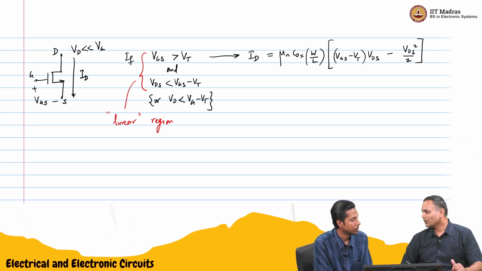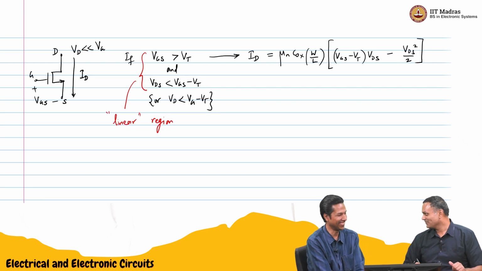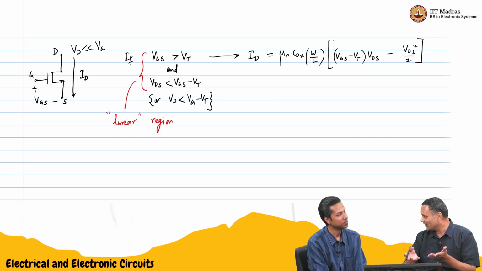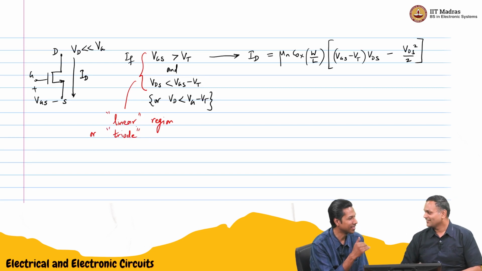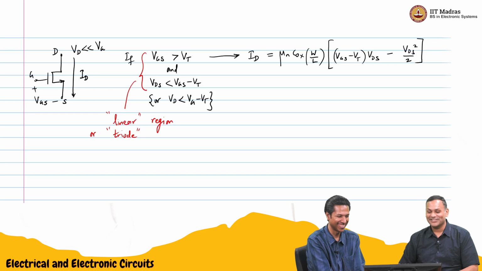There is one more name: triode. I don't know exactly why. Just like you have a diode, you also have a device called a triode, and I think the IV characteristics look like a triode. That is why they also call it the triode region. This is what one of my teachers told me a long time ago, and we'll convey the same thing to the students.